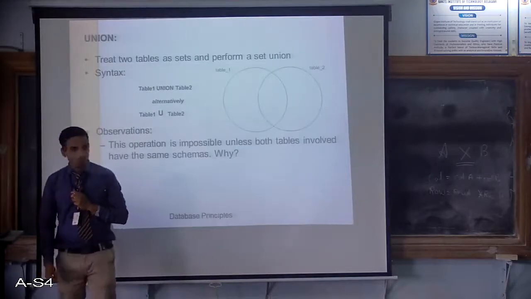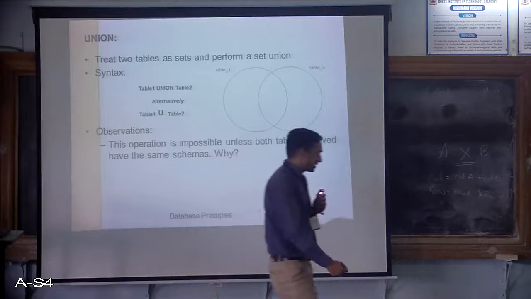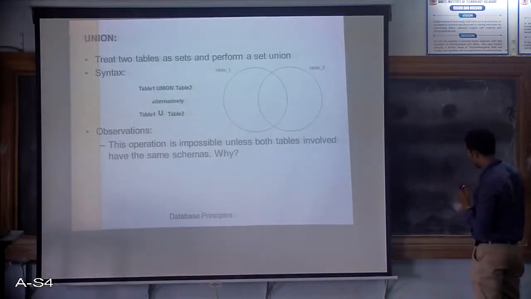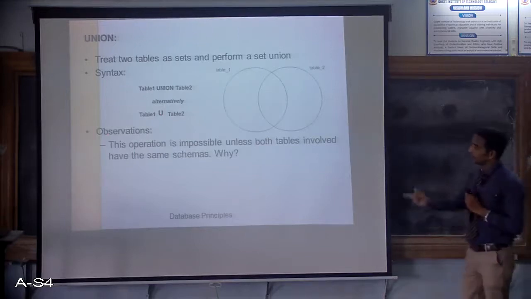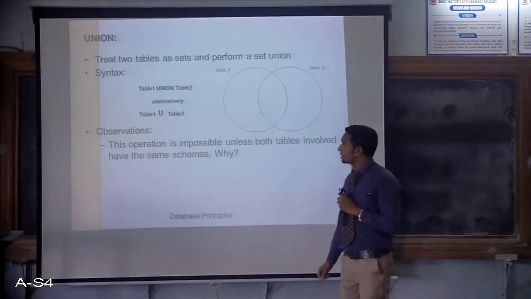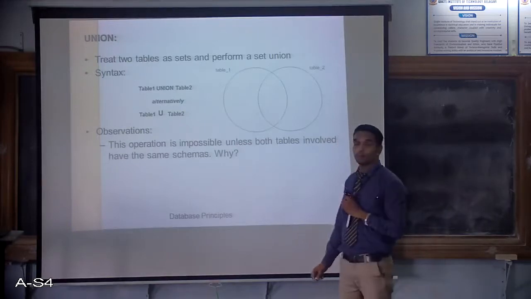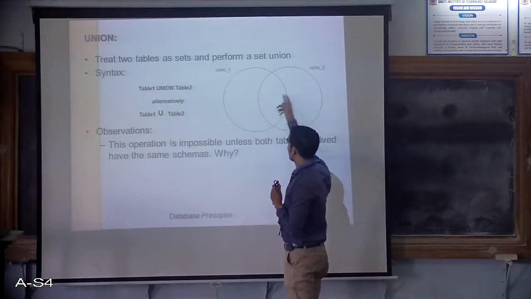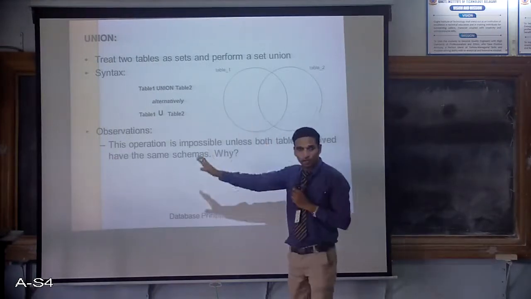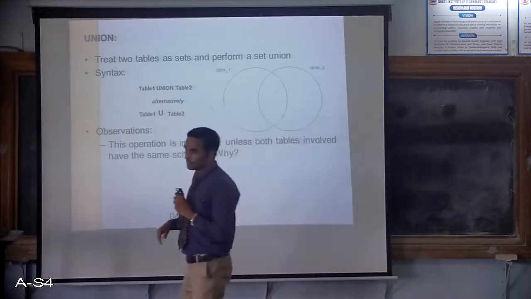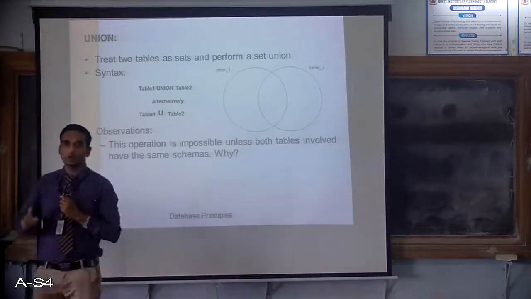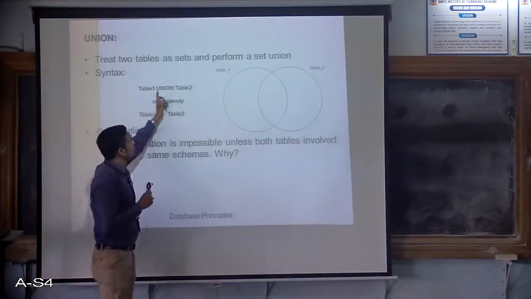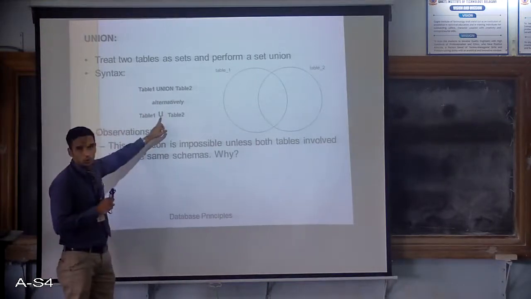Next is union, just like what we studied in our school days. The set theory operation, union, intersection and all. Same goes here, but some of the rules are to be followed. Two tables are sets and perform a union. So as we all know now, set 1, set 2. What is union? Elements of A are combined with elements of B, where repeated elements are taken only once. Just like the concept of set theory. Table 1 union table 2, or we can use the operator U for union.